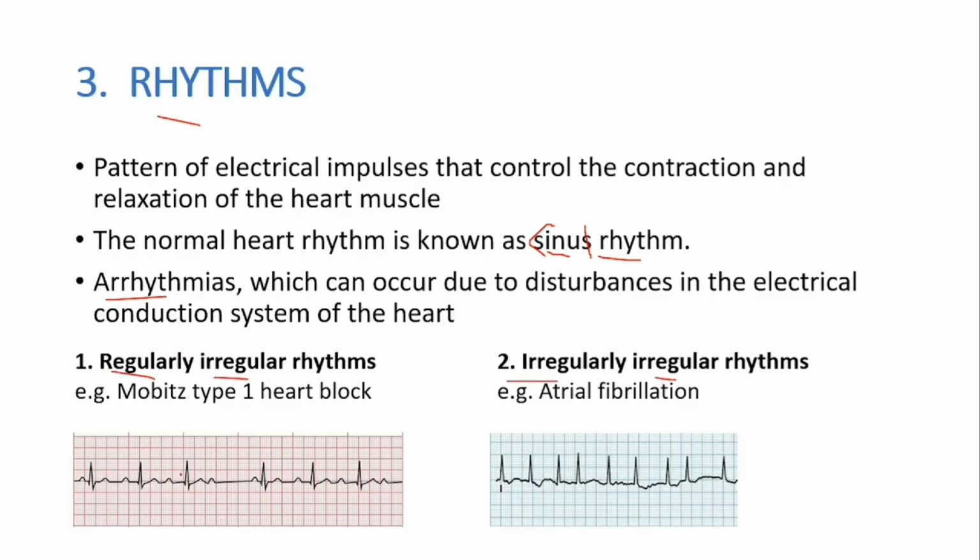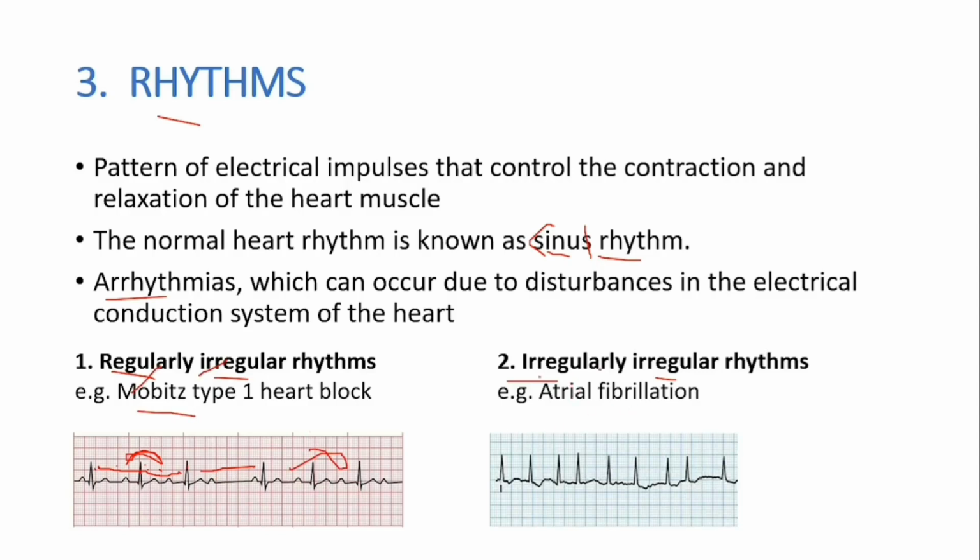If the RR interval is not regular, you see here the number of large boxes between the R waves is 4: 1, 2, 3, 4, and here it is greater than 4, so it is irregular. But here the boxes are regular, and here the boxes are irregular. So there is some regularity, but here there is irregularity. So it is regularly irregular, and it is present in Mobitz type 1.